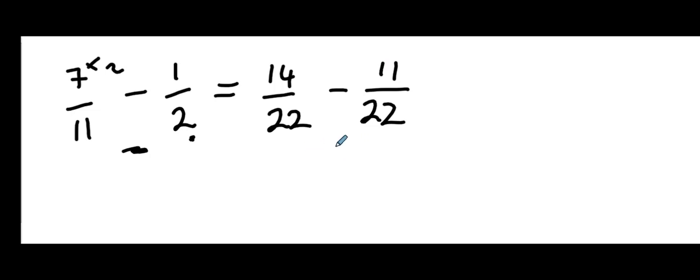And now our two denominators are equivalent, so we just take away our numerators. So 14 over 22 minus 11 over 22, and that's going to equal something over 22. 14 minus 11 gives us 3. And we look at our answer and see is there any common factor for 3 and 22, and there isn't.